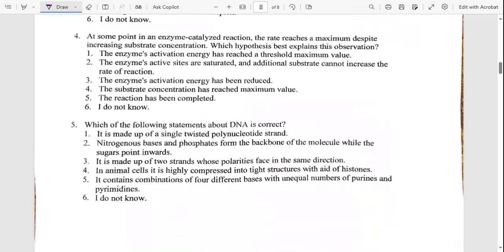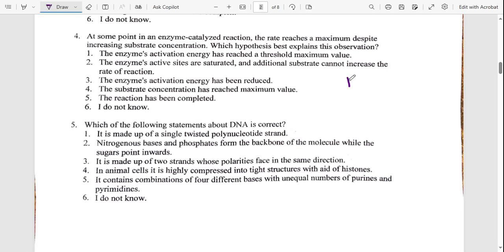Number 4 is saying: at some point in an enzyme catalyzed reaction, the rate reaches a maximum despite increasing the substrate concentration. Which hypothesis best explains the observation? So let's look at this before we even answer. The rate reaches maximum despite increasing the concentration.